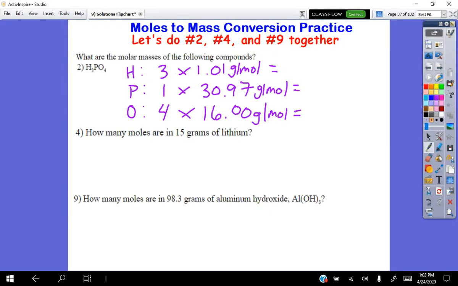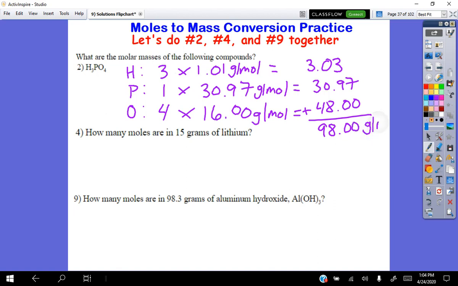Now, on here, I didn't show all of that work. So if I wanted to break it down into smaller steps, I could. 3 times 1.01 is 3.03. 1 times 30.97 is still 30.97. And 16 times 4 is 48. If I add all of those together, I still get the same answer of 98.00 grams per mole. Now, this molar mass step is going to be very important because we're going to need that when we set up our gram and mole conversions in problems like number 4 and number 5.